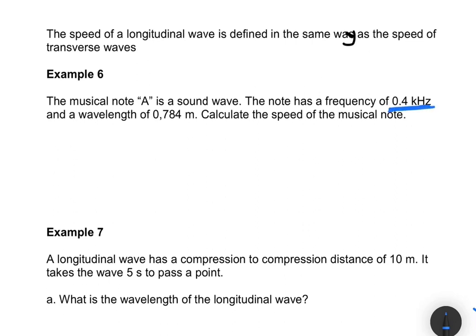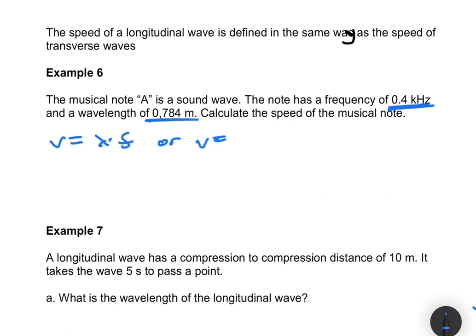And then it has a wavelength of 0.784 meters. Let's calculate the speed of the musical note. So speed is equal to wavelength multiplied by the frequency, or the speed will be equal to the wavelength divided by the period. Here we're given the frequency, so we're going to use the first formula.